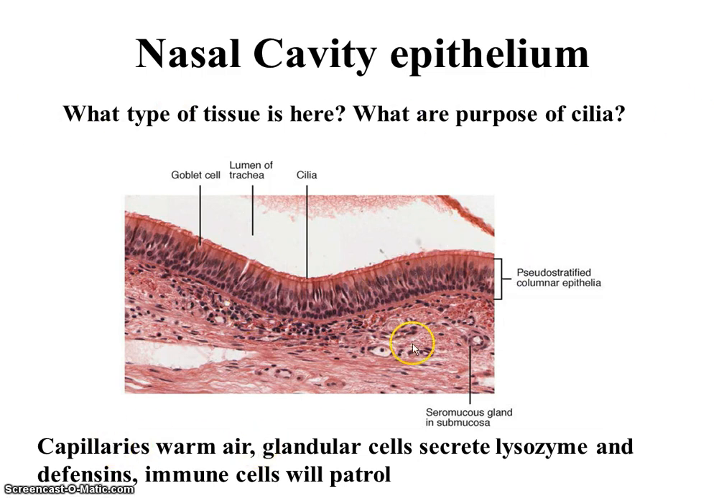The capillaries, and there are tons of these little capillaries in this submucosal area here, warm the air, right? There are glandular cells that secrete lysozyme. So remember that's the enzyme that breaks down, disrupts the cell wall of bacteria. So you've got some chemical defenses besides the mucus, which is really a barrier defense.